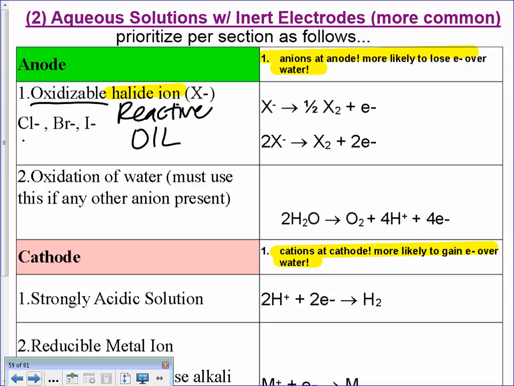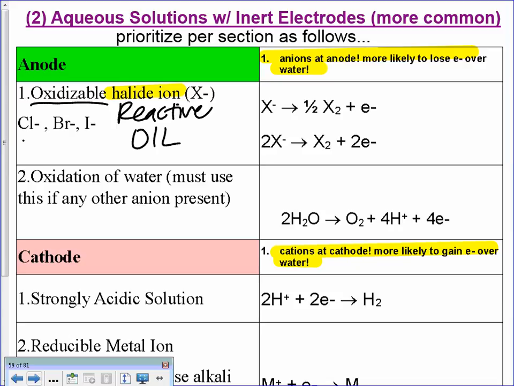Okay, so if we have something in water, this is a little bit more complicated because you have lots of variables. You have the salt with cation and anion, and you've got water. And water is actually able to be oxidized and reduced. So you have 4 options here. And you must prioritize them in this order. Okay? Prioritize them in this order.